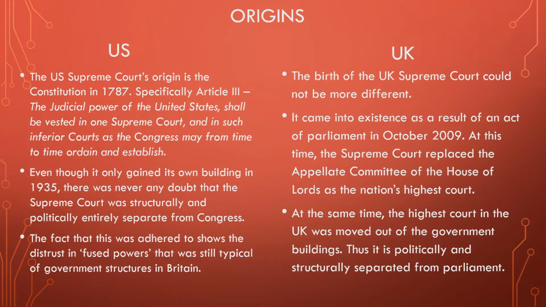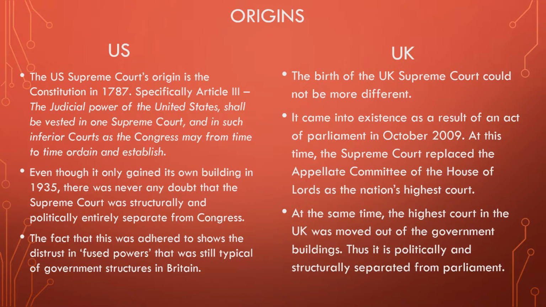Specifically, there is a quote from Article 3 here: "The judicial power of the United States shall be vested in one Supreme Court, and in such inferior courts as Congress may from time to time ordain and establish." So essentially, it established a Supreme Court that was above every other court in the land, inferior courts, and that Supreme Court can rule on some of the cases that come from the inferior courts.